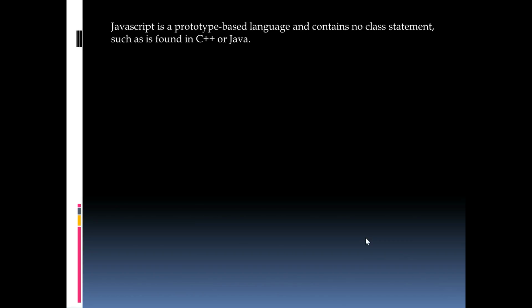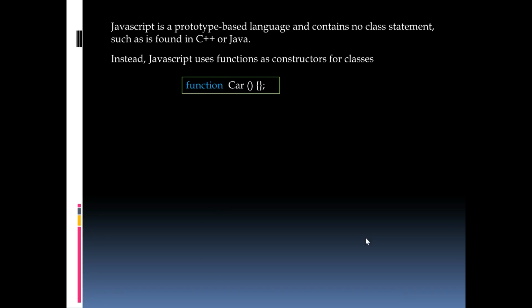Compared to C++ or Java or other modern programming languages which use class for OOP, JavaScript is a prototype-based language and contains no class statement. Instead, JavaScript uses functions as a constructor for classes. Here is an example of an empty class of a car.